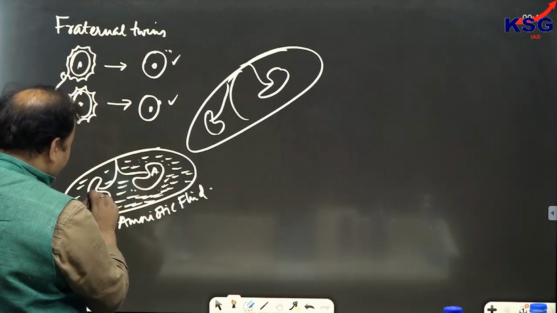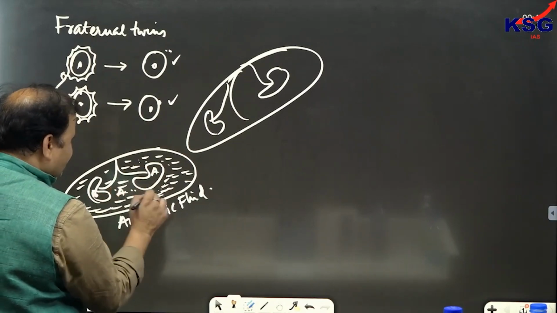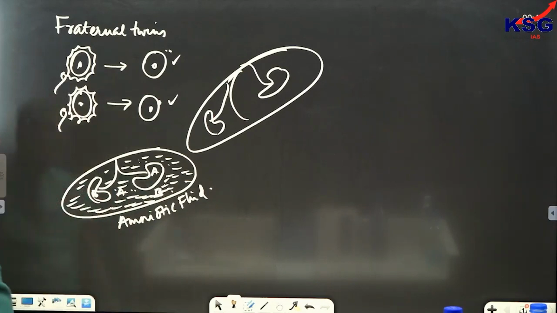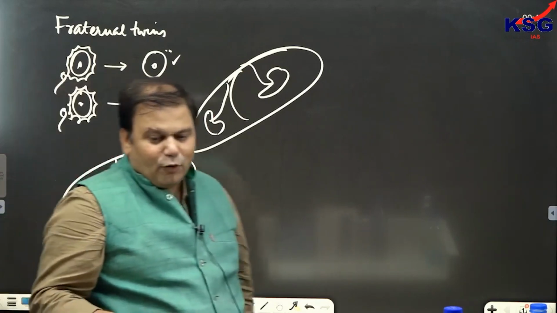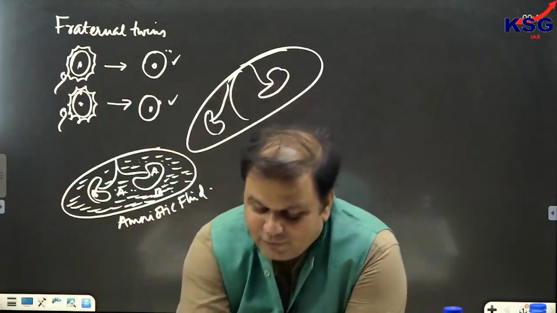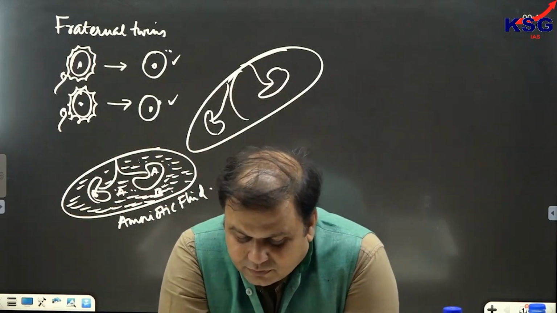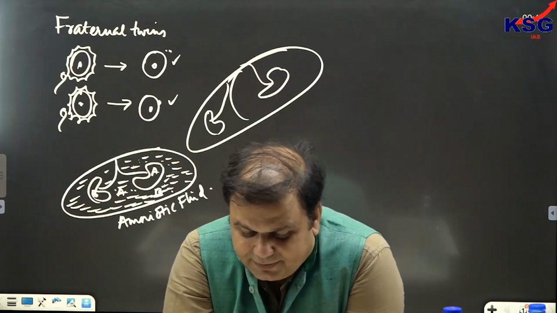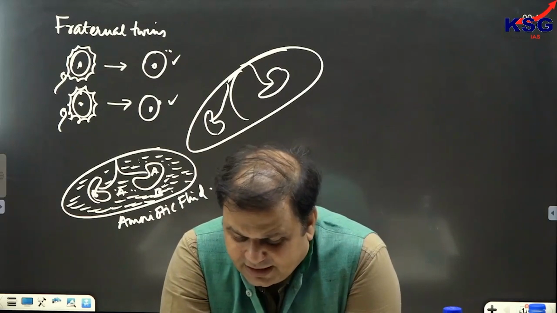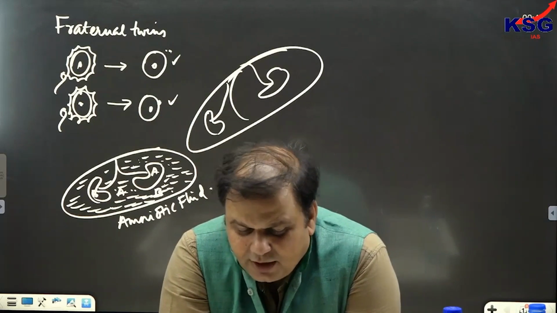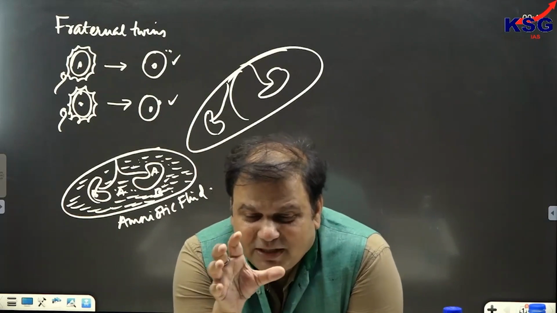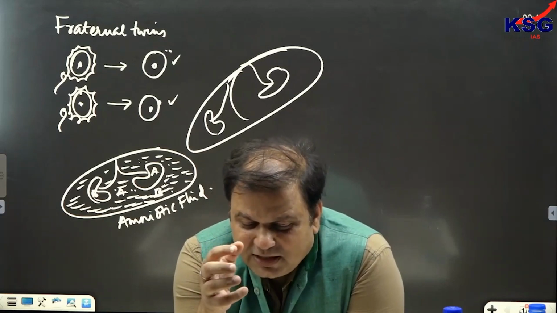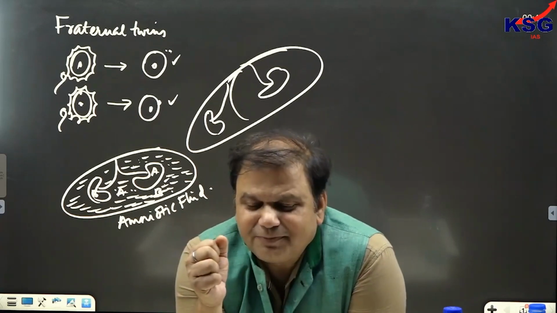Suppose this is A, this is B. So cells of A are also present, cells of B are also present. So the cells of both would be present in the amniotic fluid, and what will happen? All mammals have the same mechanism, yes. Now, what will happen is that during pregnancy, the cells of each other would be absorbed by each other's body.